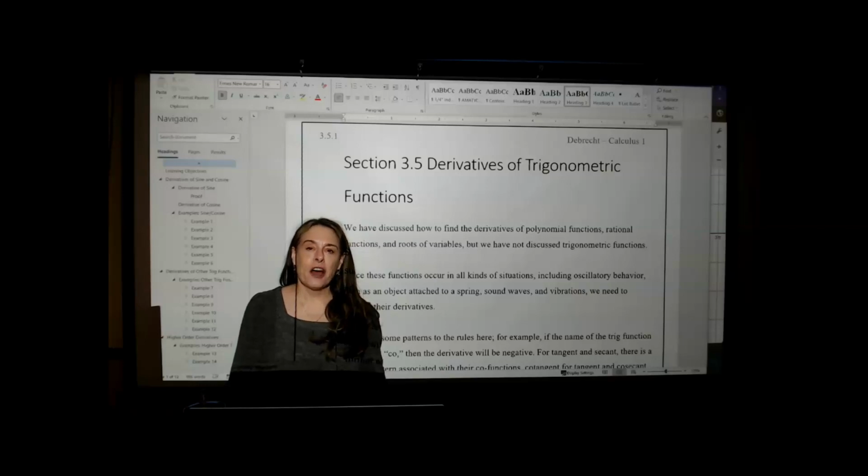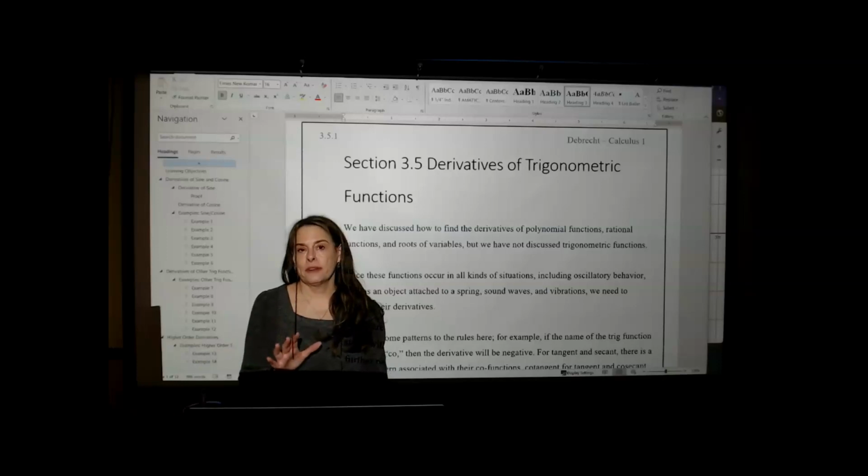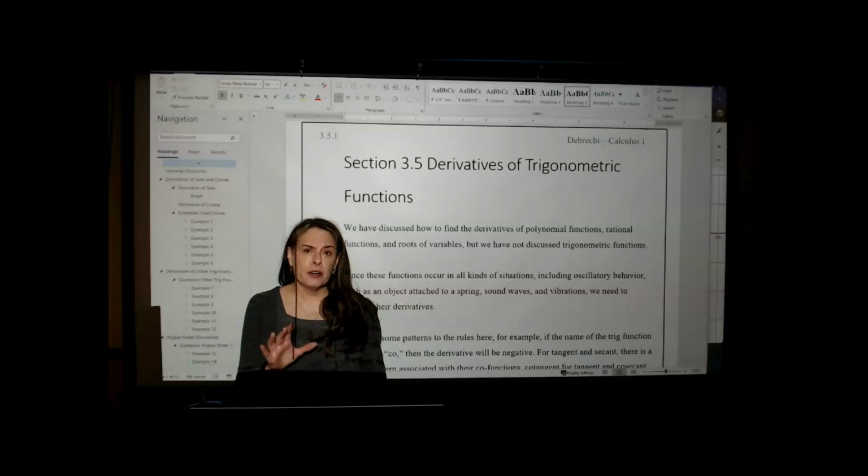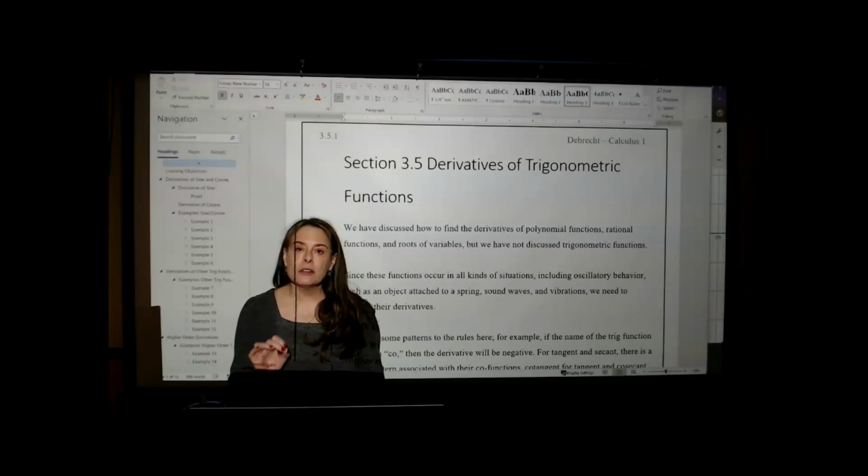It's time now to talk about the derivatives of trig functions. Now, we've talked about the derivatives of polynomials, rational functions, and basically the variable to any real power, such as square roots and cube roots. However, we need to expand our repertoire of functions that we can find the derivative for. In this section, we're going to look at the derivative of the major 6 trig functions. We'll take a look at the derivative of the inverse trig functions in a later section.